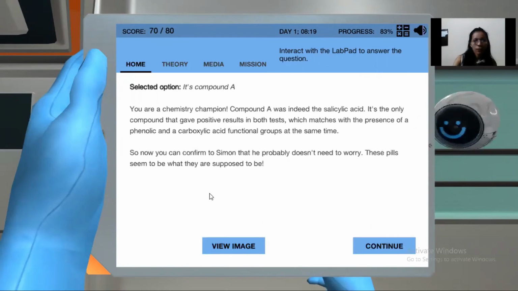You are a chemistry champion. Compound A was indeed the salicylic acid. It's the only compound that gave positive results in both tests, which matches with the presence of a phenolic and a carboxylic acid functional group at the same time. So now you can confirm to Simon that he probably doesn't need to worry. These pills seem to be what they are supposed to be.